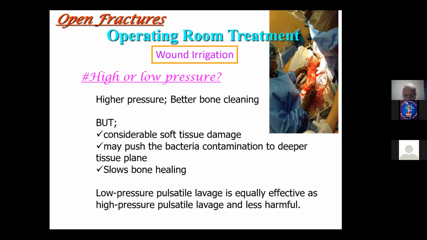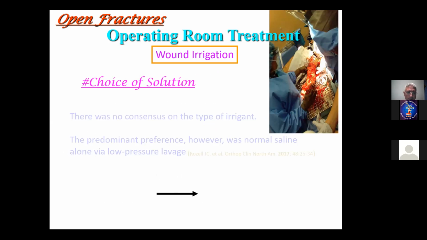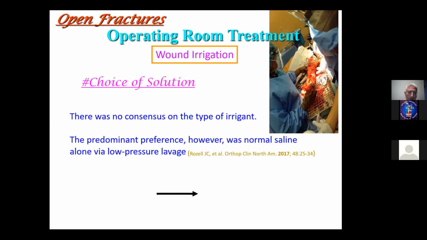Finally, the low pressure pulsatile lavage was found to be equally effective as the high pressure pulsatile lavage, but with less harmful effects. The choice of the solution, there is no consensus on the type of the irrigants. The predominant preference, however, is normal saline along with low pressure lavage.